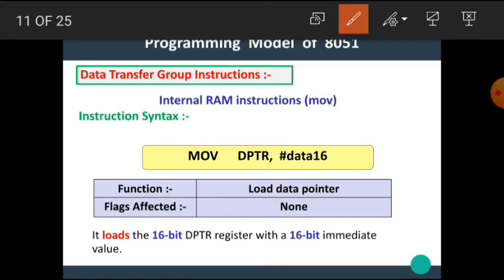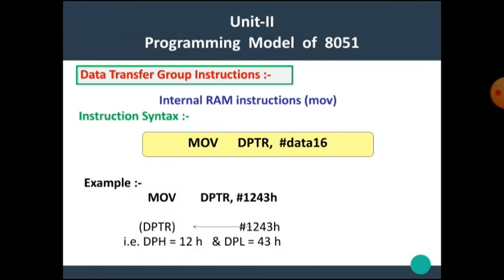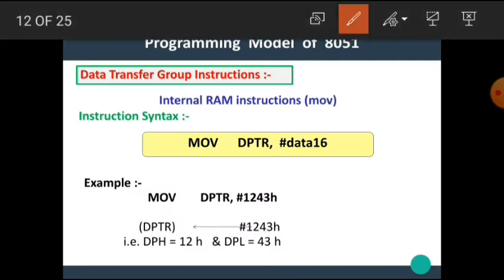The next instruction is MOV DPTR, #data16. Its function is to load the data pointer, and in this instruction no flags are affected. It loads the 16-bit DPTR register with a 16-bit immediate value. For example, MOV DPTR, #1243h. After this instruction, 1243h is directly loaded into the DPTR register.